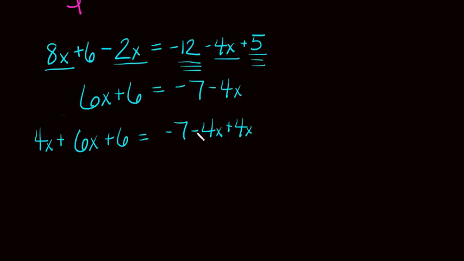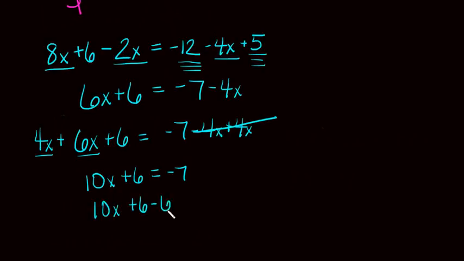Okay, so now if I put my variables together, they're like terms. I have 10x plus 6 equals negative 7. Now, to get our x over here by itself, let's get rid of this constant. And to do that, I can say 10x plus 6 minus 6 equals negative 7. I said 7 and I wrote 6. Takes talent.